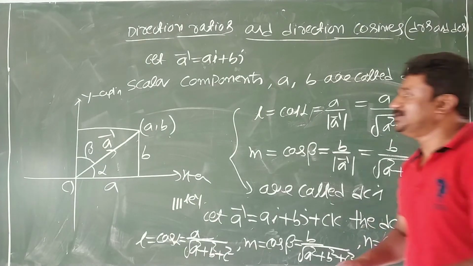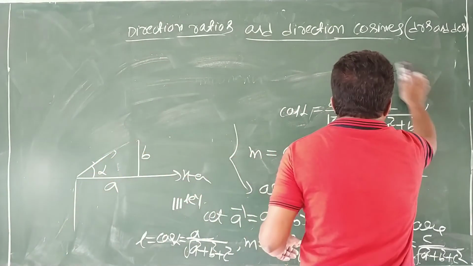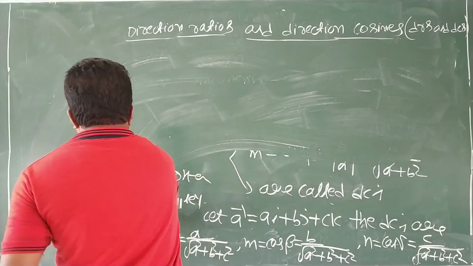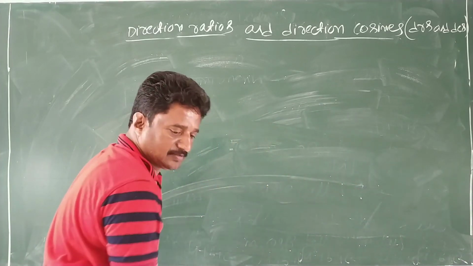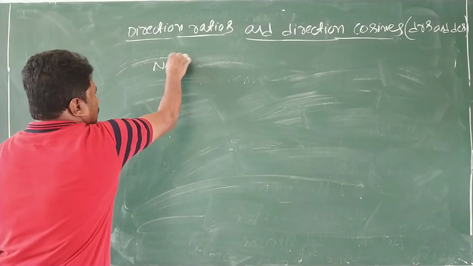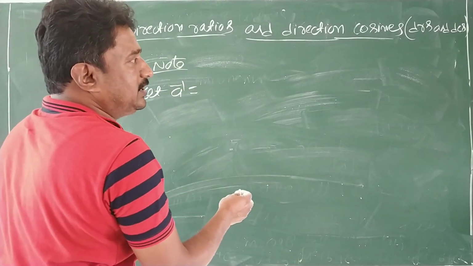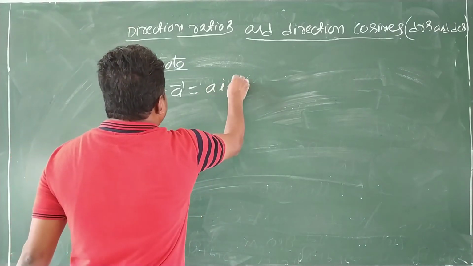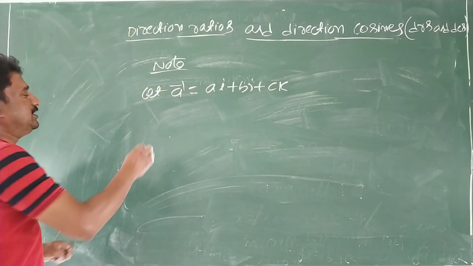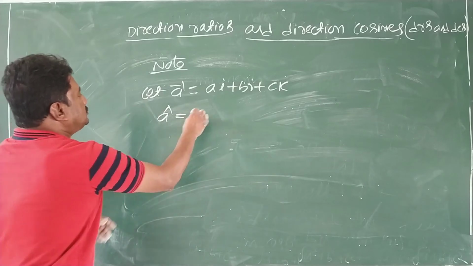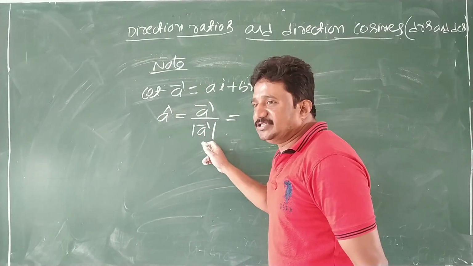I hope you understood, students. So note, now I go for writing the note. Let vector A equal ai plus bj plus ck. Tell me the unit vector, students. Unit vector is the vector divided by its magnitude.